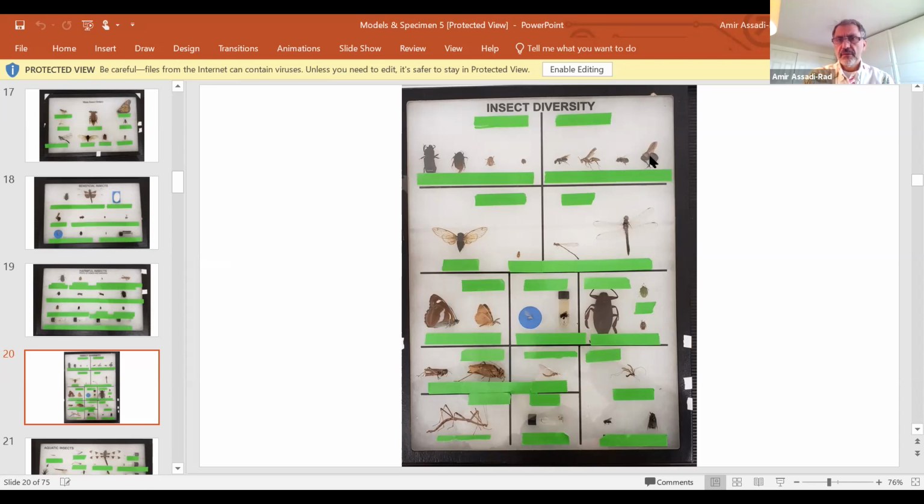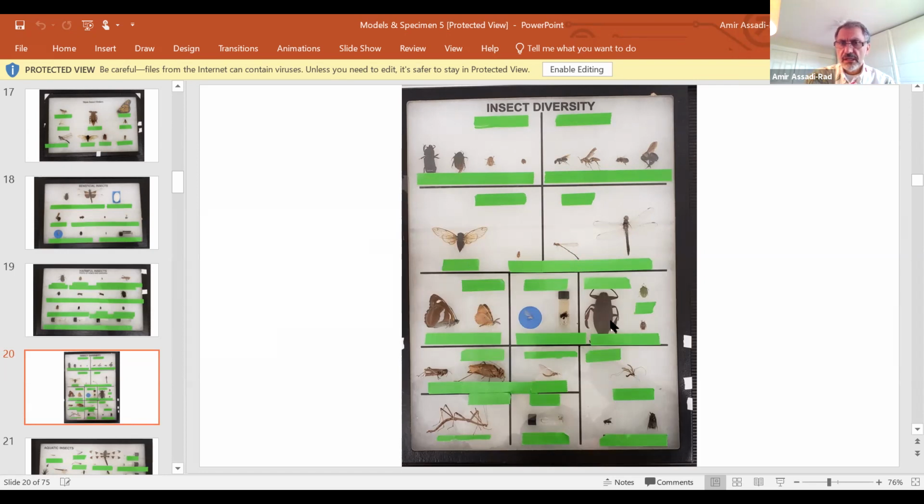These two are bees, bumblebee, regular bee. These are all your Coleoptera, beetles. This is your dragonfly, Odonata. Butterfly, Lepidoptera, moth.